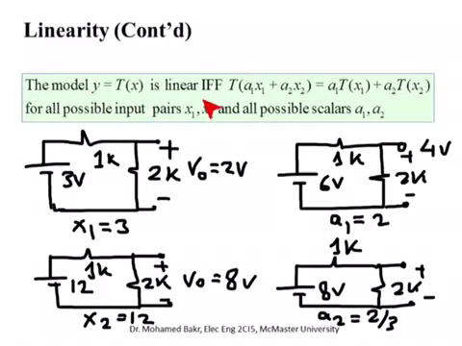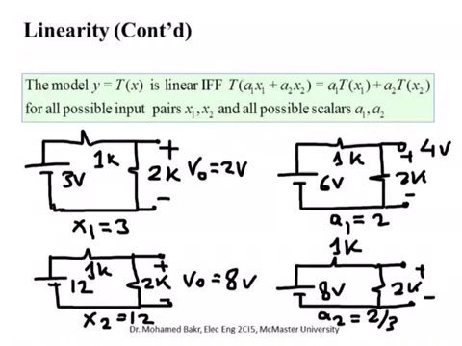We say that this model is linear if and only if this condition is satisfied. This IFF means if and only if. It means that if this condition is satisfied, then the system is linear. And if the system is linear, this condition must be satisfied. So it's a two-directional logic. This is a bi-directional argument, and you use for this if and only if. The people who studied algebra will know this is used very often in algebra.